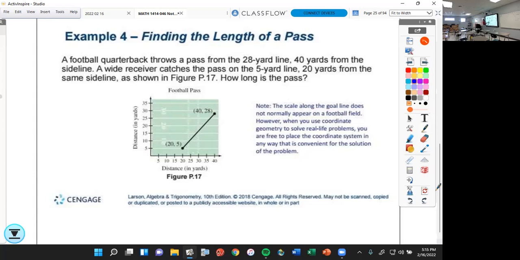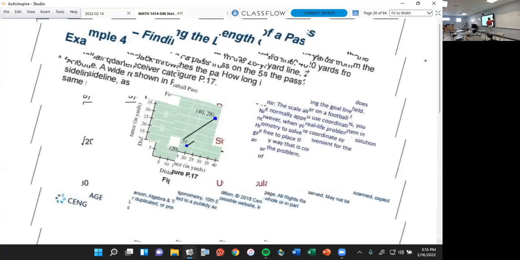Okay, so I want to know how far it is from where the quarterback threw the ball. So here's where the quarterback's at. He's on the 28-yard line, 40 yards away from the sideline here. And he throws it to the receiver who's on the 5-yard line. He's 20 yards from the same sideline. How far is it between those 2 points? Okay, well, that looks like the distance formula to me. So we're going to use the distance formula to calculate this distance.